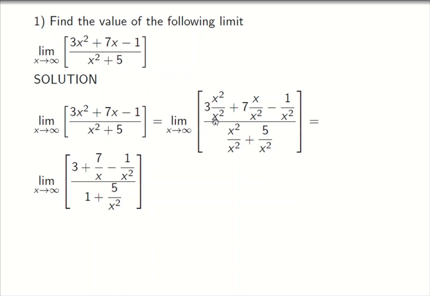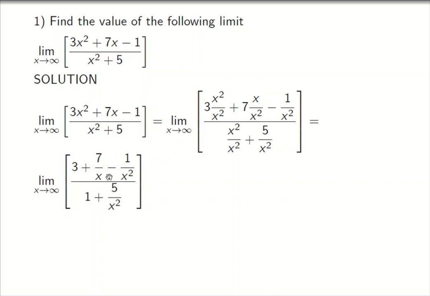which is 3, plus 7x over s squared minus 1 over s squared, all over s squared over s squared plus 5 over s squared. In other words, if I factor 1 over s squared out here, I'll still get back s squared plus 5. The 1 over s squared at the top will cancel the 1 over s squared at the bottom, so we've not done anything to it. Now this is our new expression.